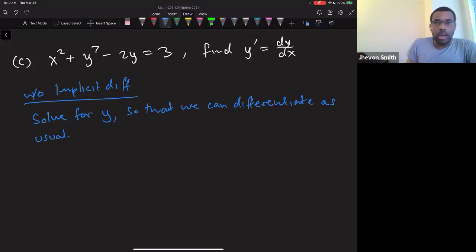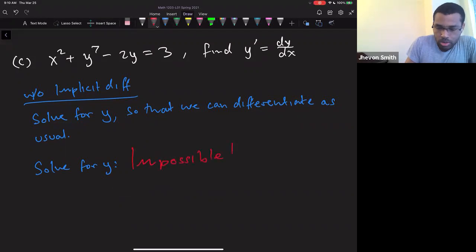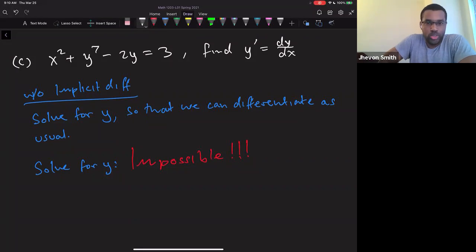Okay, so I'm going to save you a little bit of time here. Solve for y. Impossible. Okay, so now here's some cold hard truth: not everything has a solution in some sense. So it's actually impossible to solve for y here.